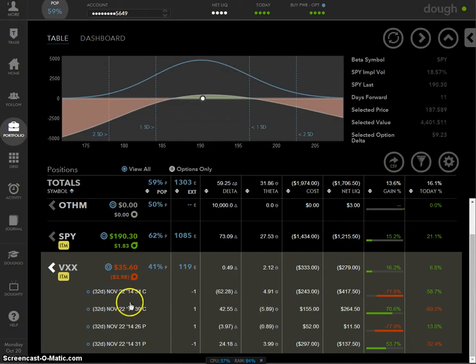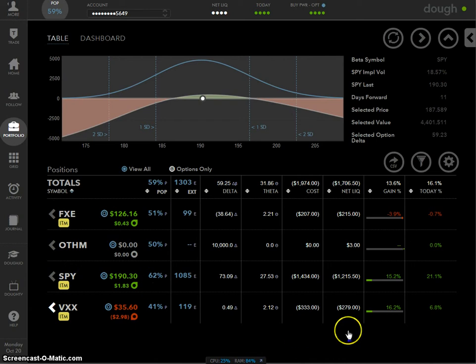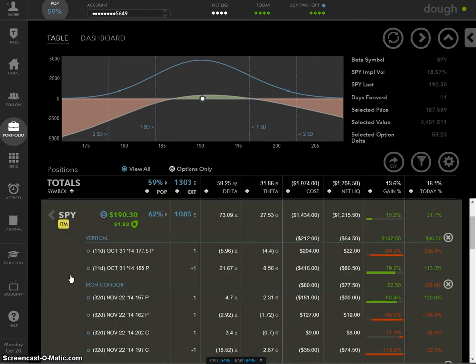So I do want it to stay right around between 34 and 31. Right now it's at 35. And if the market keeps on rising, this will drop. And as you can see here, I'm having a nice profit on my SPY positions right here.